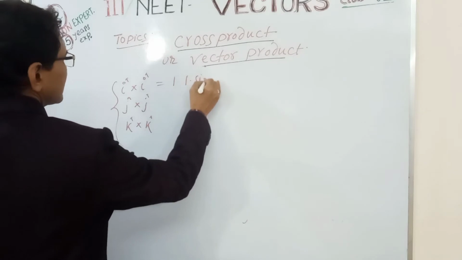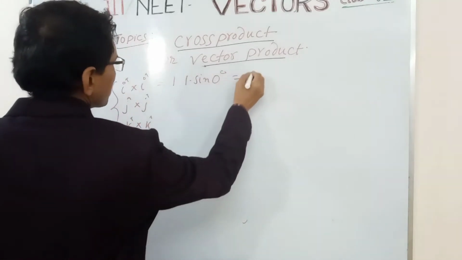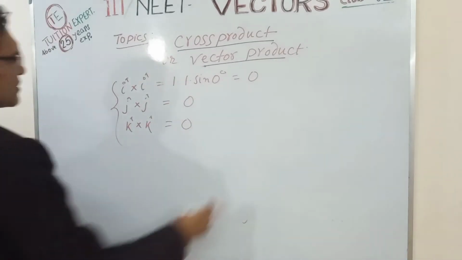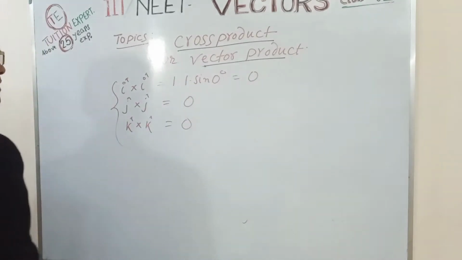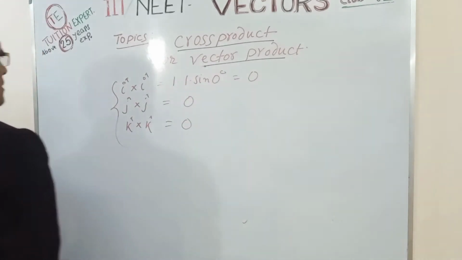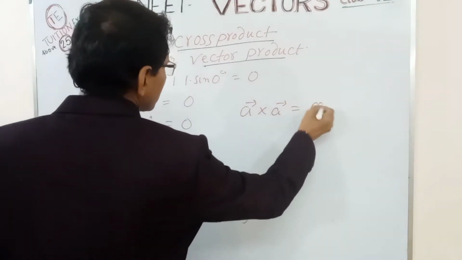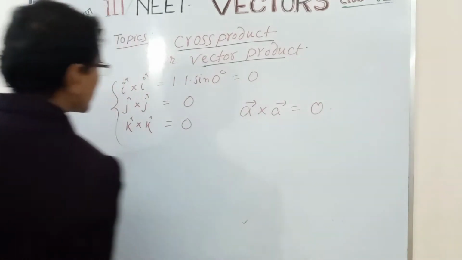Sine 0 degree, because the angle between the same vector is 0. So this becomes 0, this becomes 0, this becomes 0. So here we get a null vector, whose magnitude is 0. We say that the magnitude is 0. And A cross A, in the same way, is 0. The cross product of the same vector is 0.